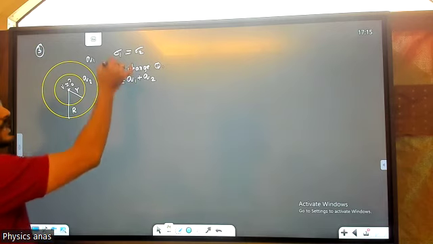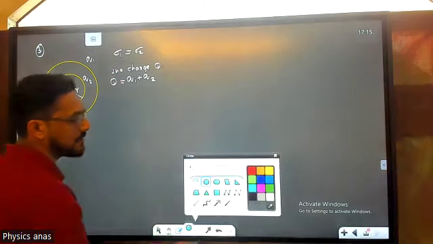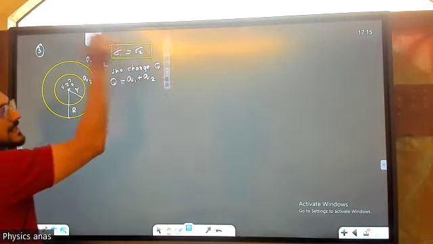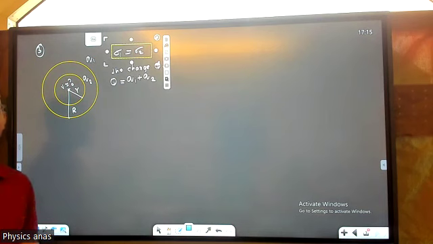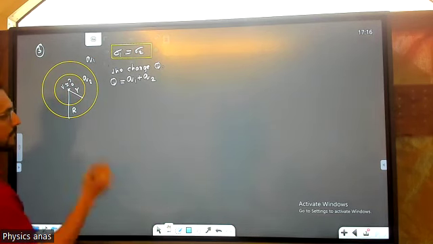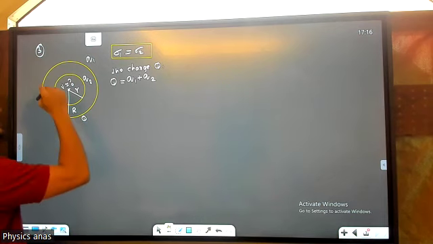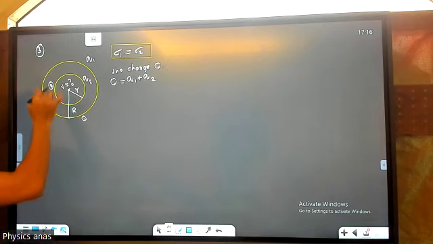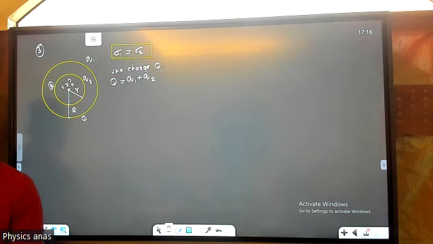What is the second idea? Sigma 1 is equal to sigma 2 is the second idea. Surface charge densities are equal. This is the first sphere and this is the second sphere. Are you concentrating here? So the charge densities are equal means what? What is the equation for charge density?